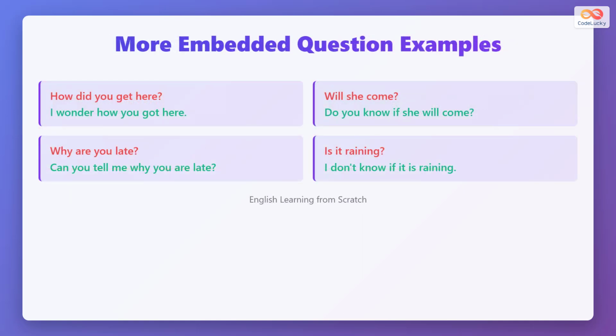Here are more examples. Direct question, how did you get here changes to I wonder how you got here. Yes or no question, will she come changes to do you know if she will come.